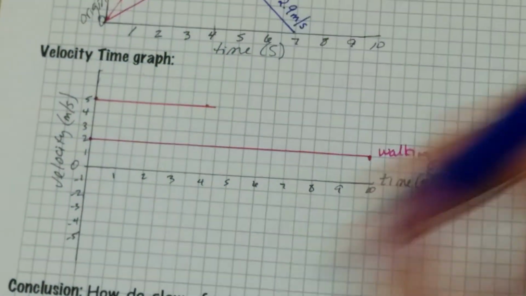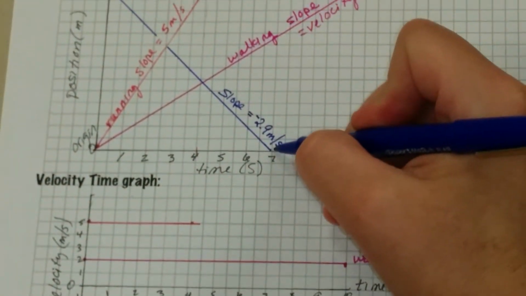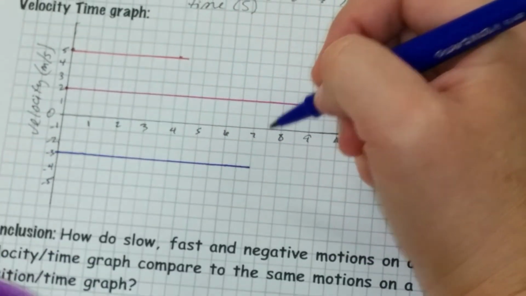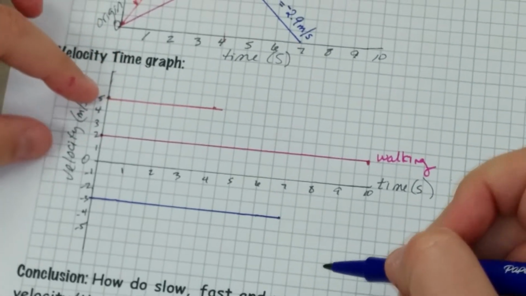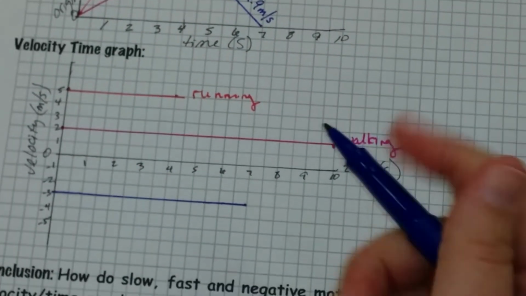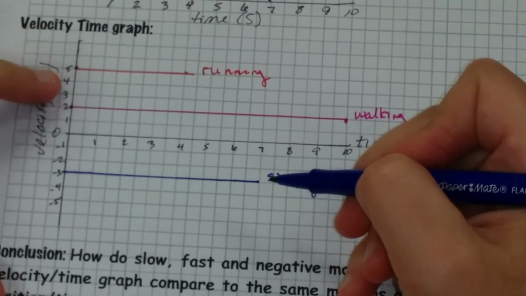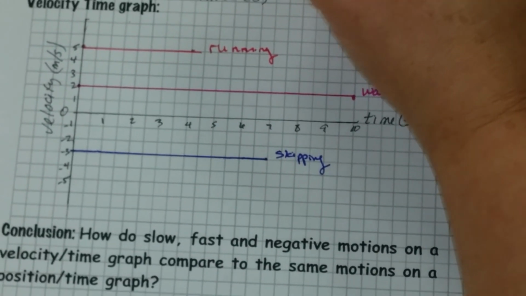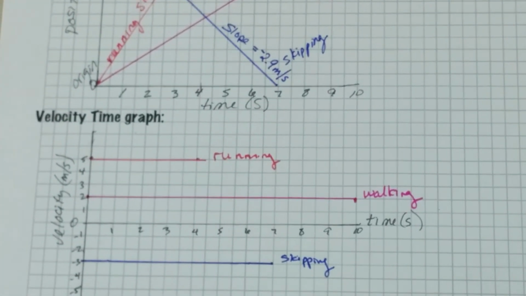Then my negative motion, I've got to go to my negative quadrant to negative 3, and this motion takes 7 seconds. So you can see now I'm down in my negatives, and this is kind of a middle speed. It's not as fast as my running. It's not as slow as my walking. We'll call this skipping. It's not as deep down as that one's high, but it's also not as close to zero either. So that's my skipping.